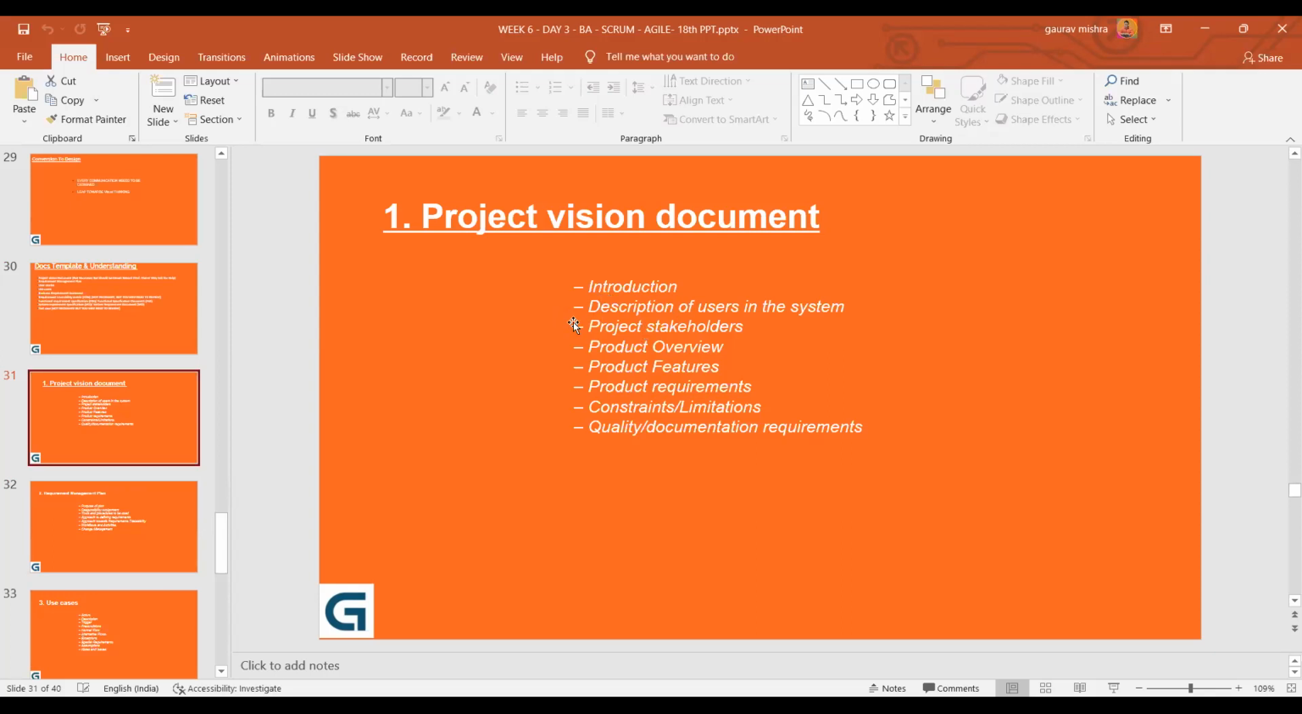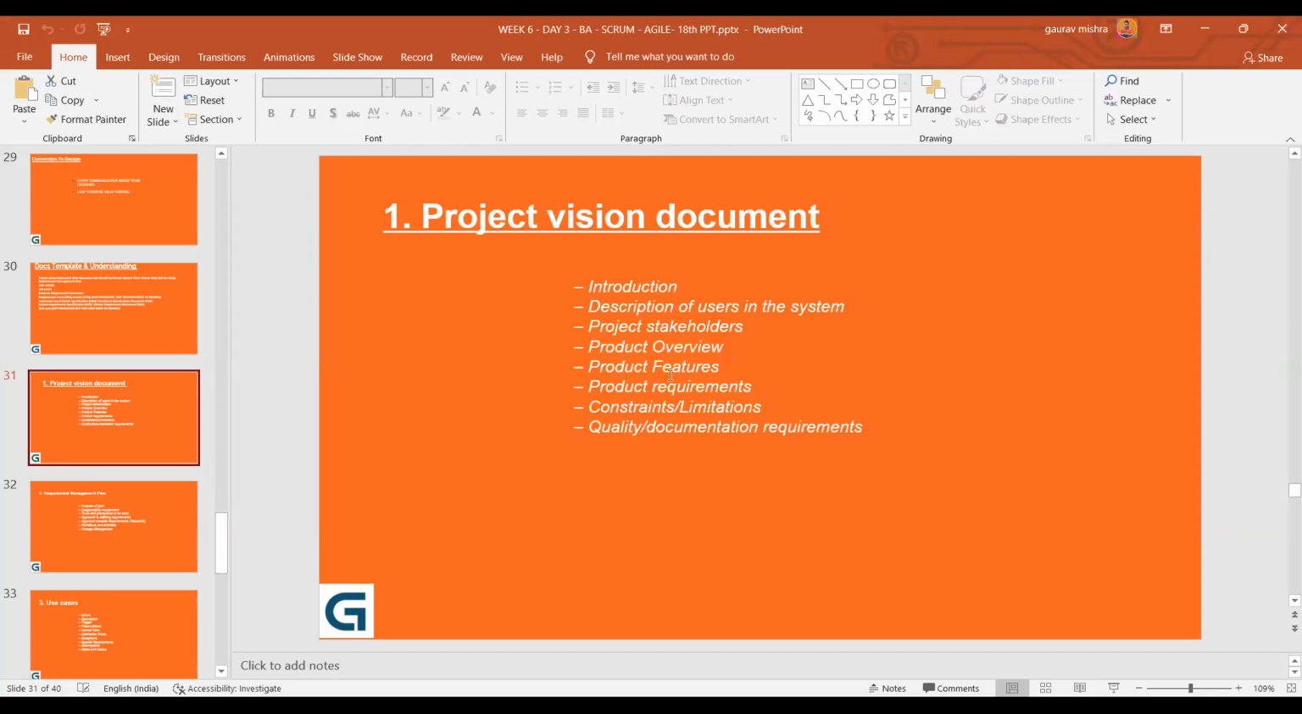PVD will have an introduction section, and a description of users in the system, what kind of users it could be. For a banking project, for cash withdrawal or teller activity, I may have a branch manager, a cashier, a teller, a supervisor and clerk and whatnot. So there could be various positions under users. There is one section which talks about the description of users in the system. In that section you will describe those users.